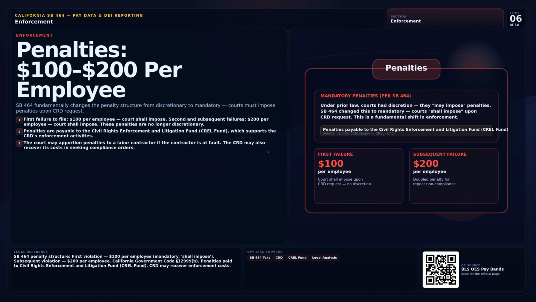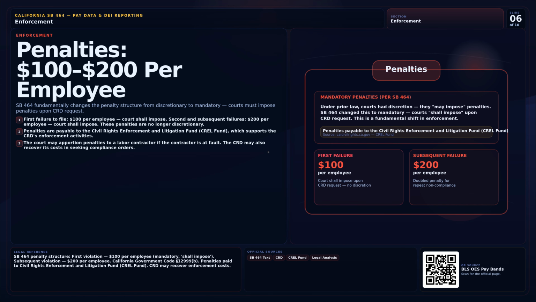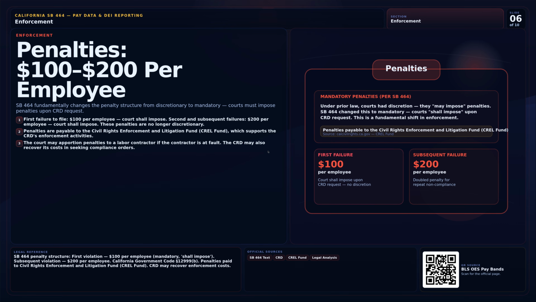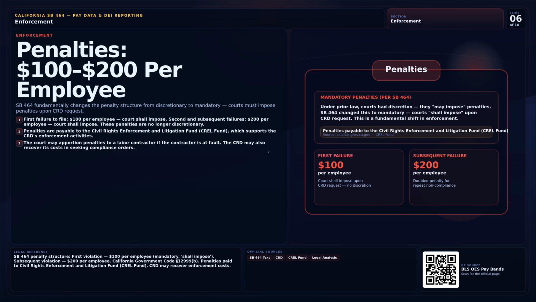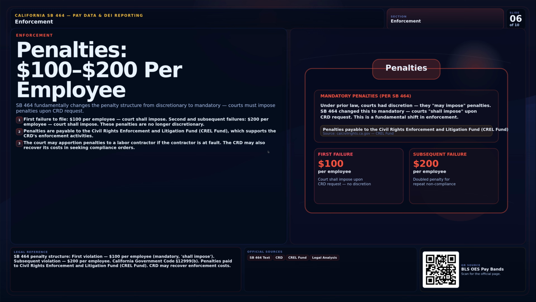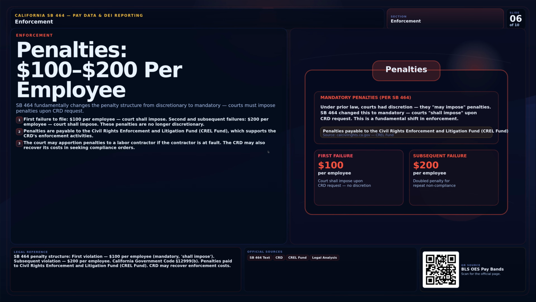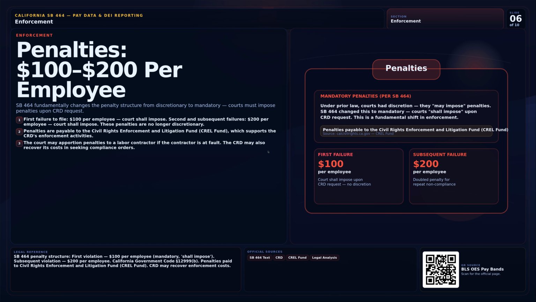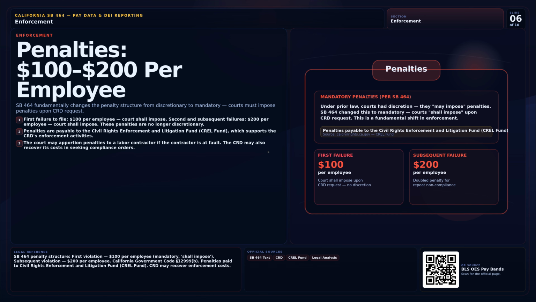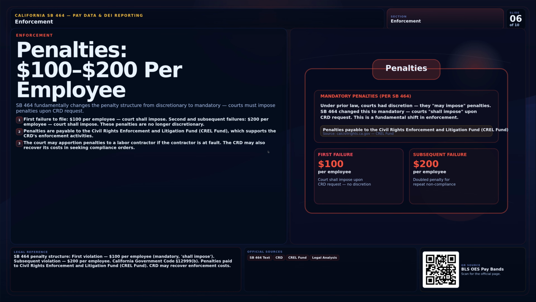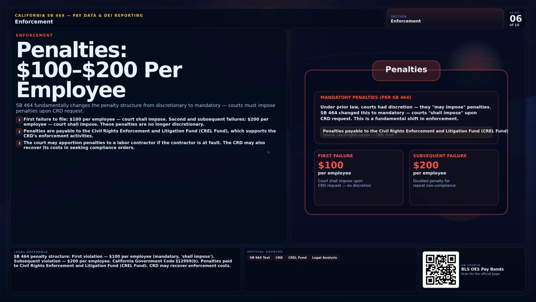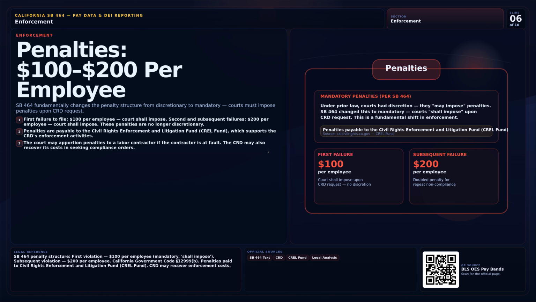For a subsequent failure to file, the penalty doubles to $200 per employee. Again, mandatory upon CRD request. If a labor contractor is at fault for the failure, the court may apportion penalties to the contractor instead of the employer. All penalties are payable to the Civil Rights Enforcement and Litigation Fund, also known as the CREL Fund. The CRD may also recover its costs in seeking compliance orders from the court. This means non-compliance is not just expensive, it is expensive with no possibility of getting the penalty waived.